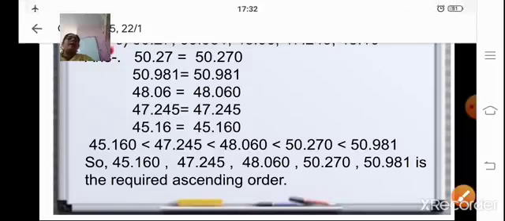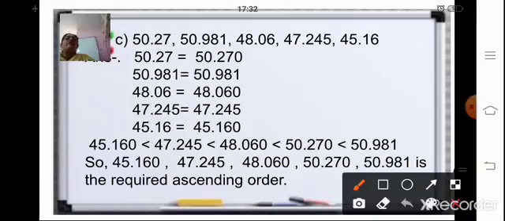Now the second step is we will compare the integral part. Now to compare the integral part, just see the numbers 50, 50, 48, 47 and 45. So which is the number with the smaller integral? Number 45. So that number we will write first. Then comes 47. Then comes 48. Now in these two numbers, we have got the integral number same.